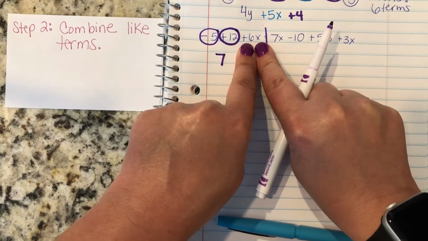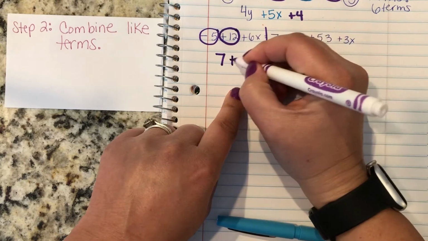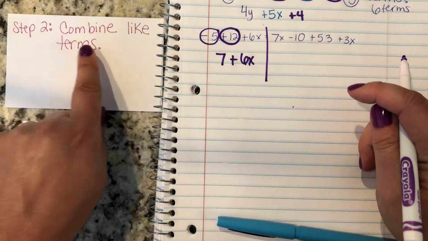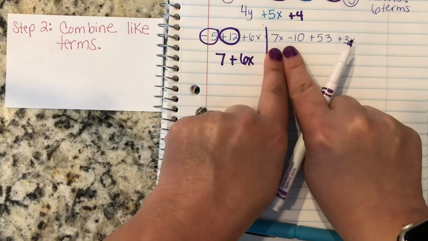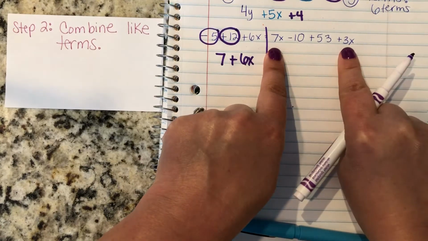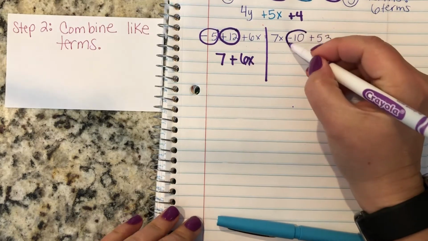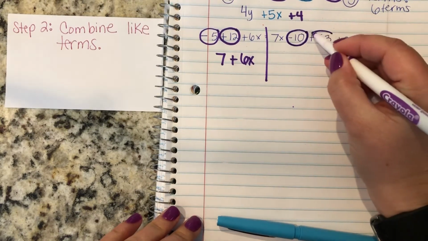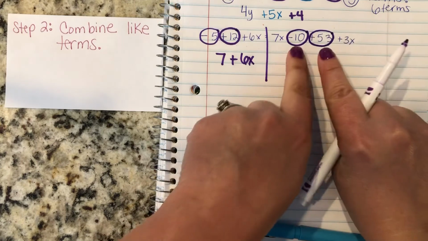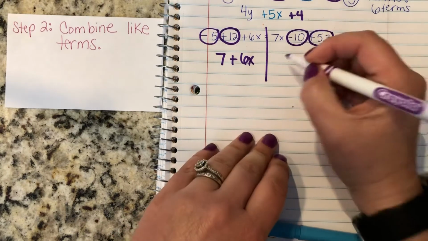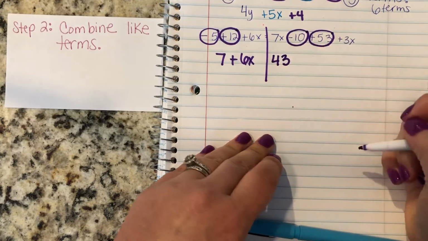Now there's only one x term on the left side of the equation. So I don't combine that with anything. I just bring it down. And then the left side is taken care of. I'm still on step 2, combining like terms. Then I look at the right side and see what I can combine. So I see that I've got a negative 10 for my constant and a positive 53 for my constant. 10 negatives, 53 positives gives me 43 altogether.